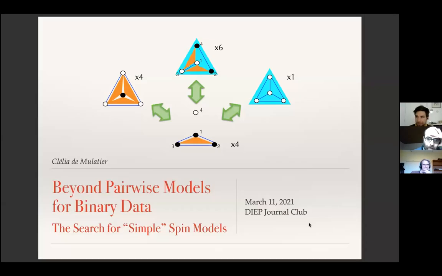Great. Okay. So I have prepared this maybe in the form of a journal club more than a talk presentation. So you will see. I'm going to talk about using pairwise models and spin models for uncovering patterns of binary data. And in particular, I will talk very slightly about why we are interested in simple spin models.